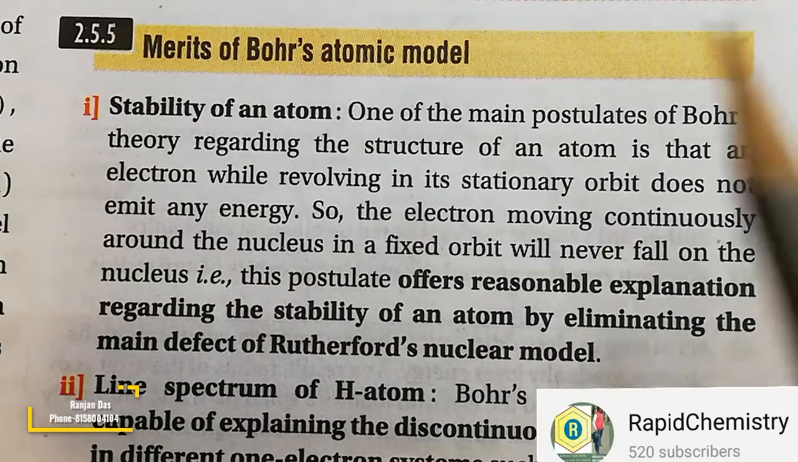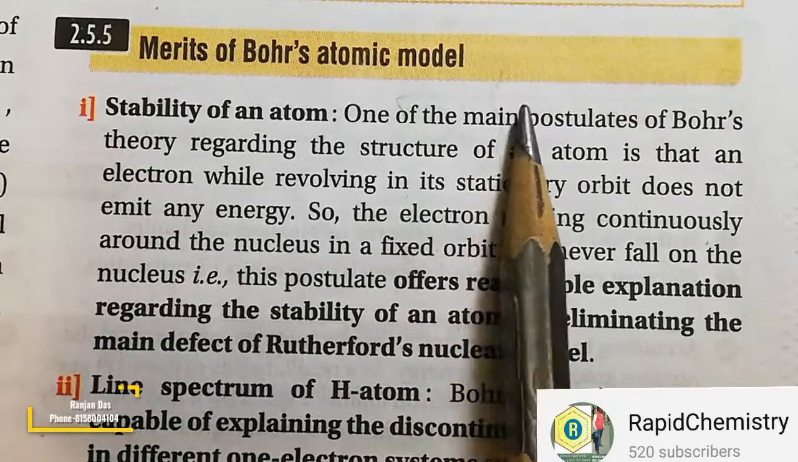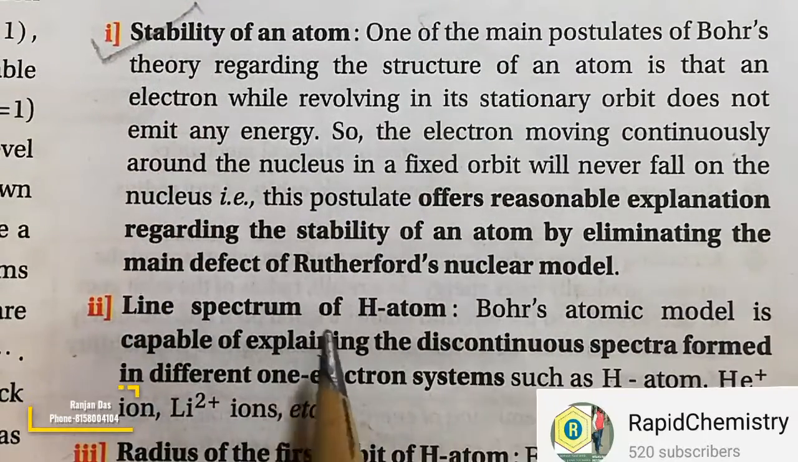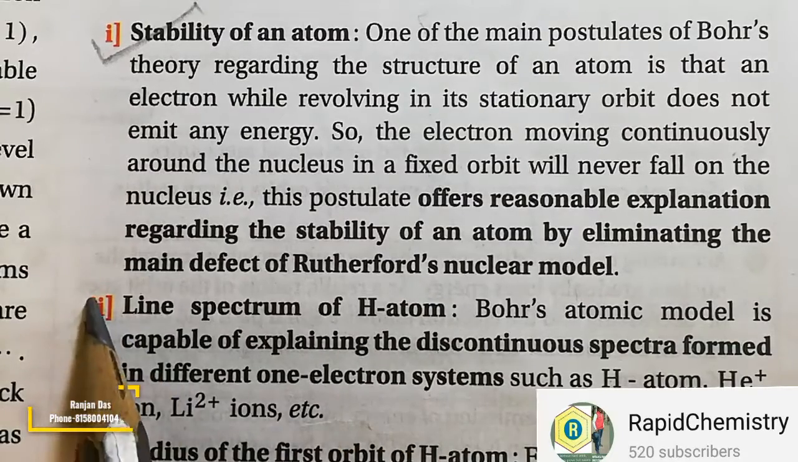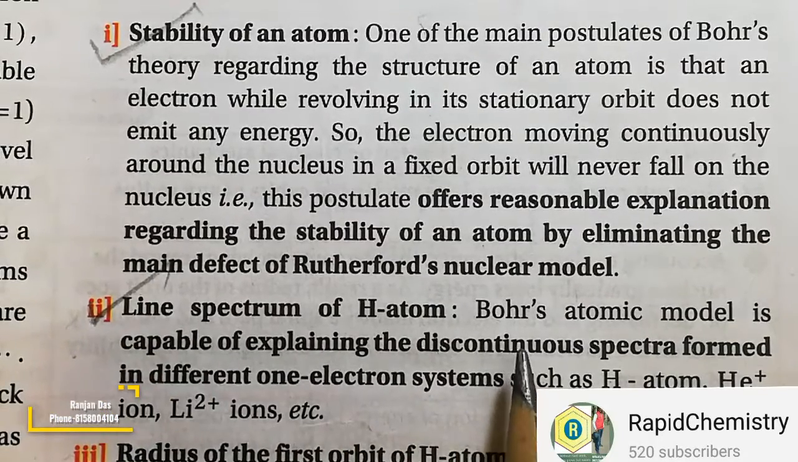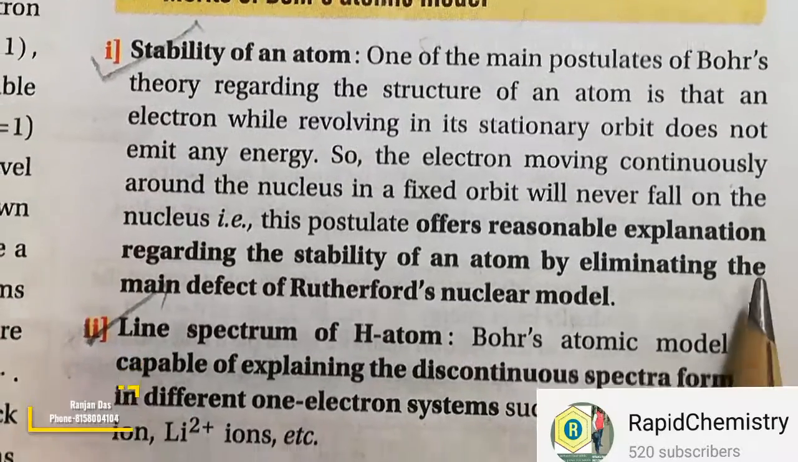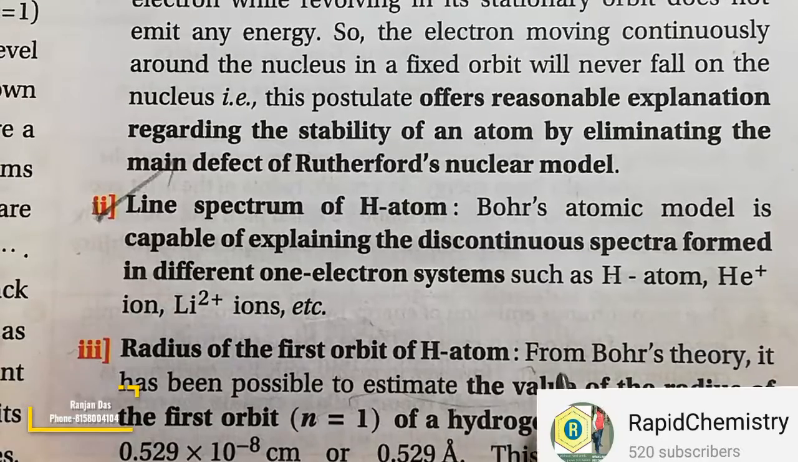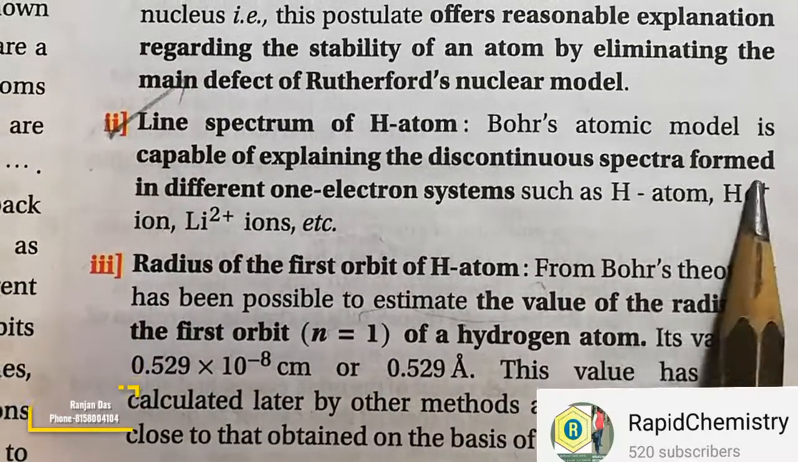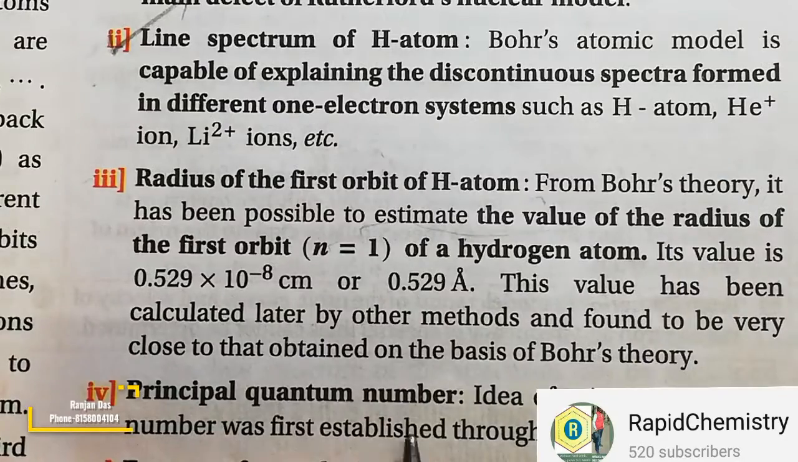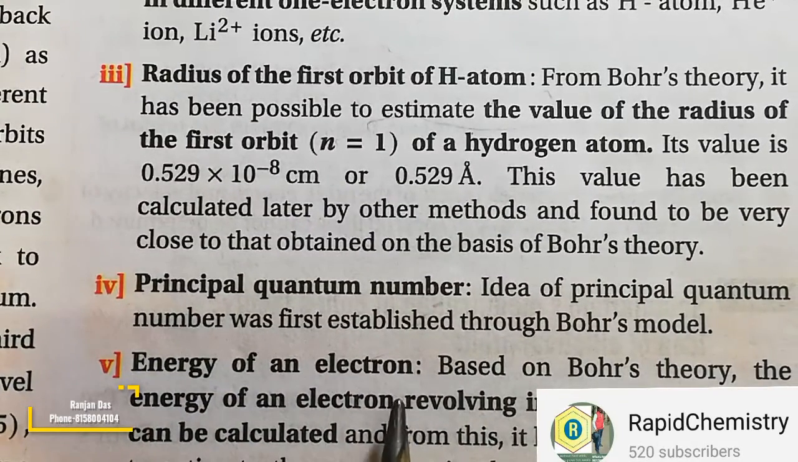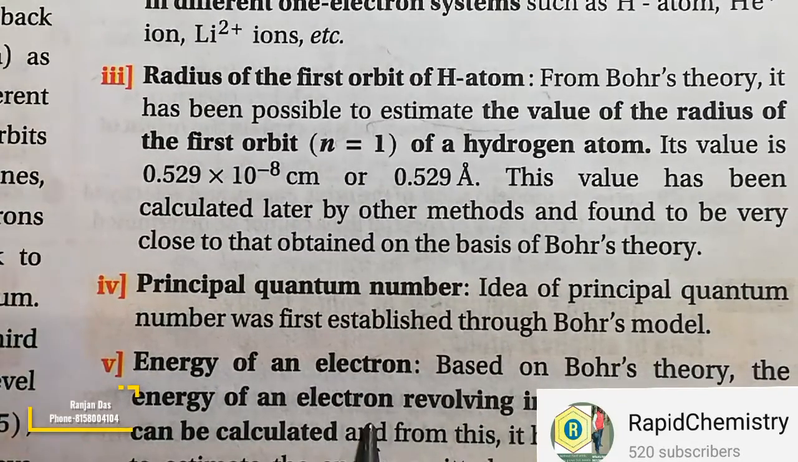There are some specific merits of Bohr's atomic theory. The stability of the atom can be explained. The line spectrum of the hydrogen atom or hydrogen-like atoms has been explained on the basis of Bohr's theory. The radius of the first orbit of the hydrogen atom we have found out, and it is almost the same. The principal quantum number idea we got from Bohr's theory, and the energy of an electron can also be found from Bohr's concept.